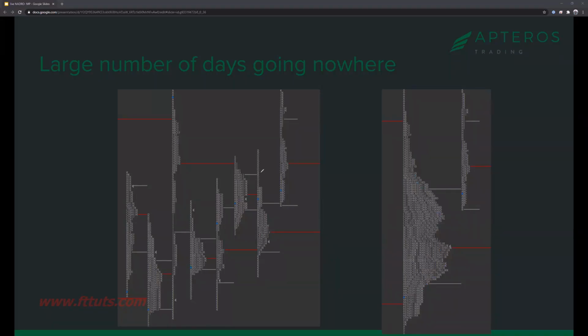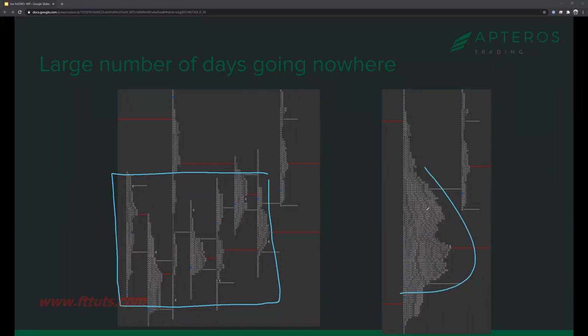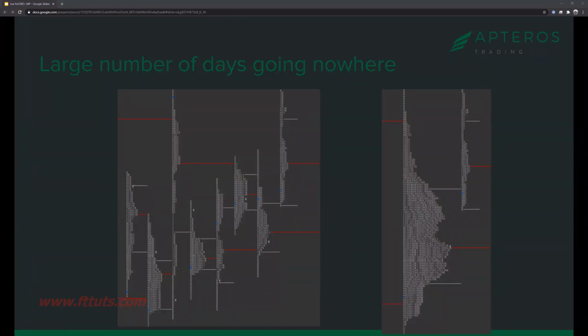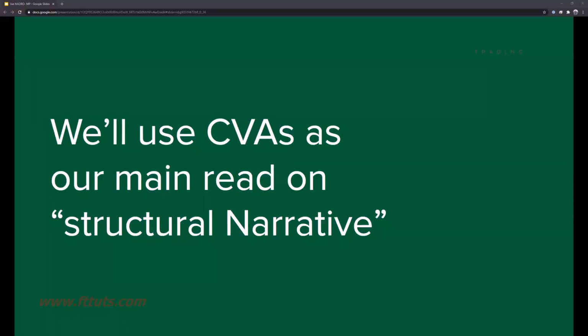But the point is that a large number of days, even though they didn't really appear to have nice day-to-day balance, almost none of them, in fact, had much value overlap, but you begin to see a large number of days that go nowhere. Take a look at what it looks like. If it's decent, use it. We will use CVAs as our main read on what we call structural narrative. We'll introduce other ways of reading narrative complementary to this. But where we start right here, right now, is with learning to read structural narrative.